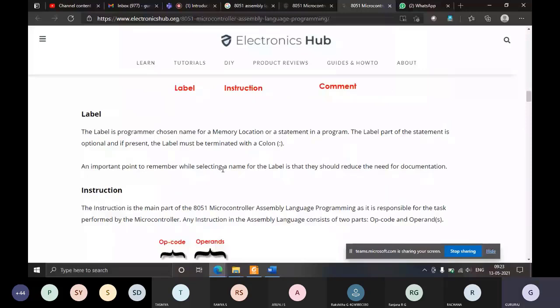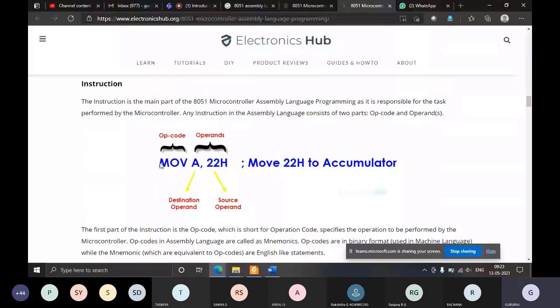Now coming to the instruction. What are the parts of an instruction? An instruction will have two parts, as I told: one is the opcode, followed by operands. Opcode means what you are trying to do, whether you are trying to move, add, subtract or multiply. Next is the operand: on what are you trying to do the operation? Whether you are trying to add two numbers, which are those two numbers? Those are the operands.